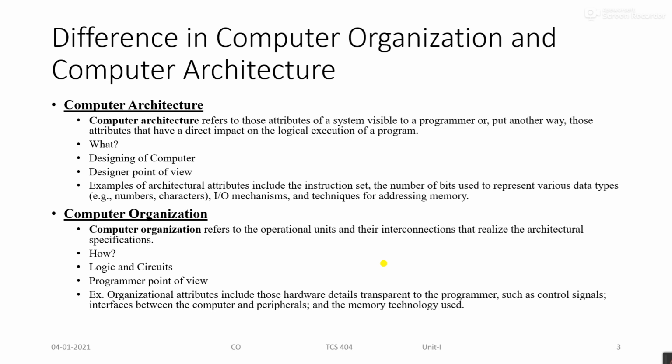An example is organizational attributes, which include those hardware details transparent to the programmer, such as control signals, the interface between the computer and peripherals, and the memory technology. So computer organization provides us all the details inside a completely interfaced computing system. I am saying completely interfaced computing system because the processor can be interfaced with the input unit, output unit, and storage unit. All these structures are to be known by the engineer, and this is basically computer organization.